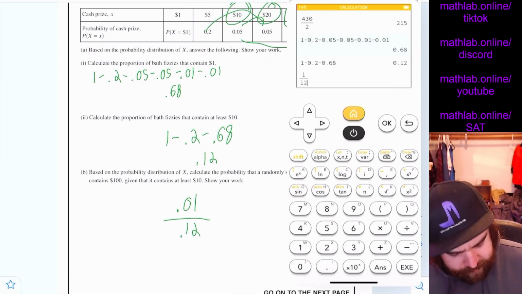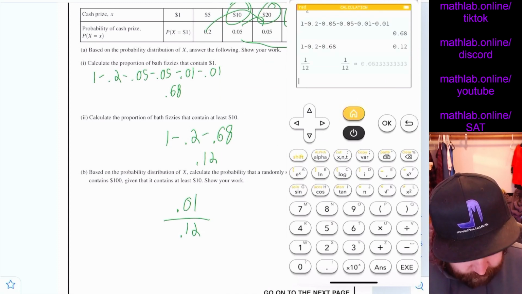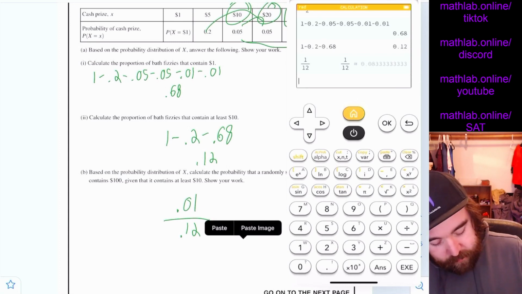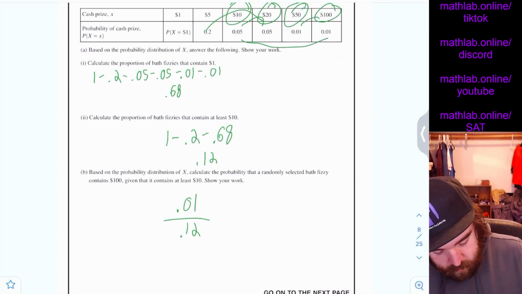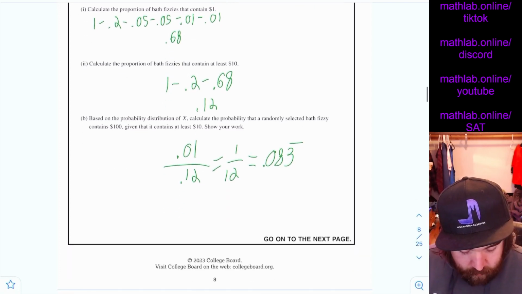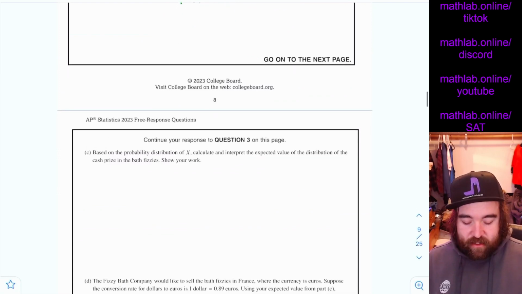That is the same as 1 divided by 12. You could also, of course, do 0.01 divided by 0.12 and see that it is about 0.083. I'll do that. Equals 1/12, approximately 0.083. Actually, why not do that? Lovely. And that's a formula, so that's plenty of work.